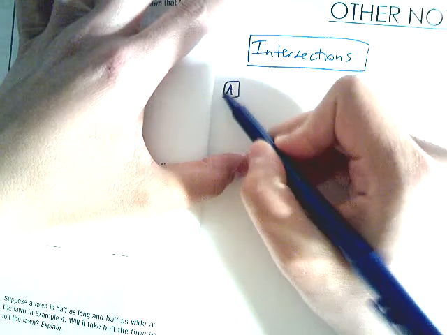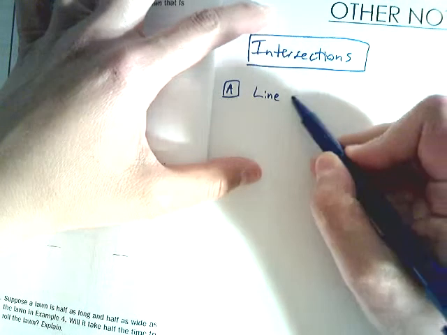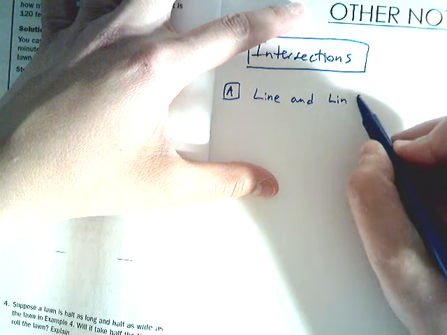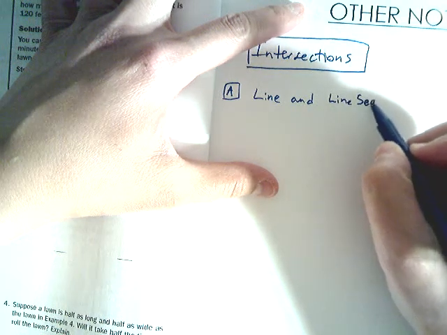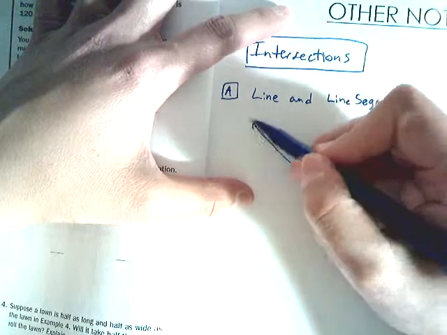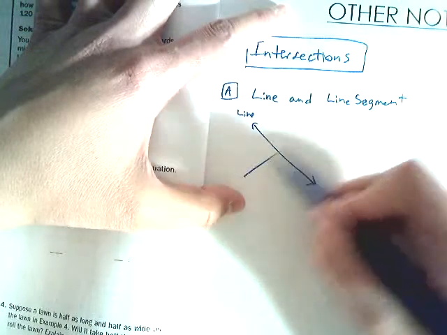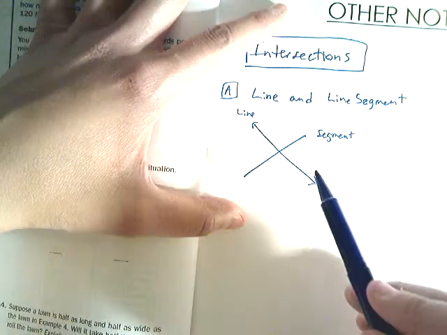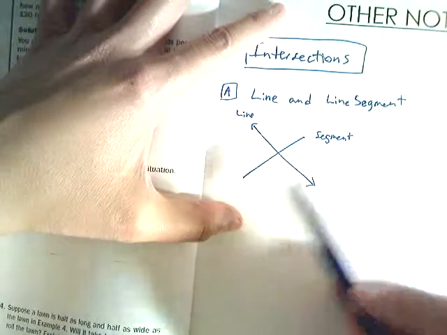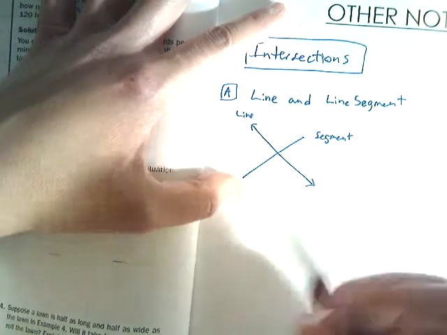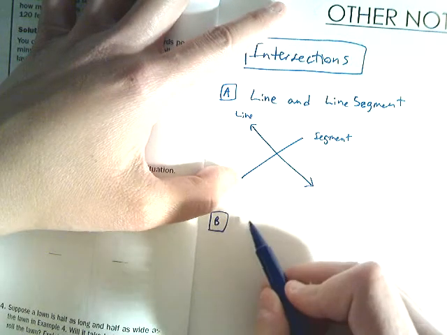So my first example is an intersection of a line and a line segment. Intersection means that 2 objects cross each other. So here's a line, and here's a line segment. Lines have arrows indicating infinite movement on both ends. Line segments do not have any infinite movement. They have 2 endpoints.